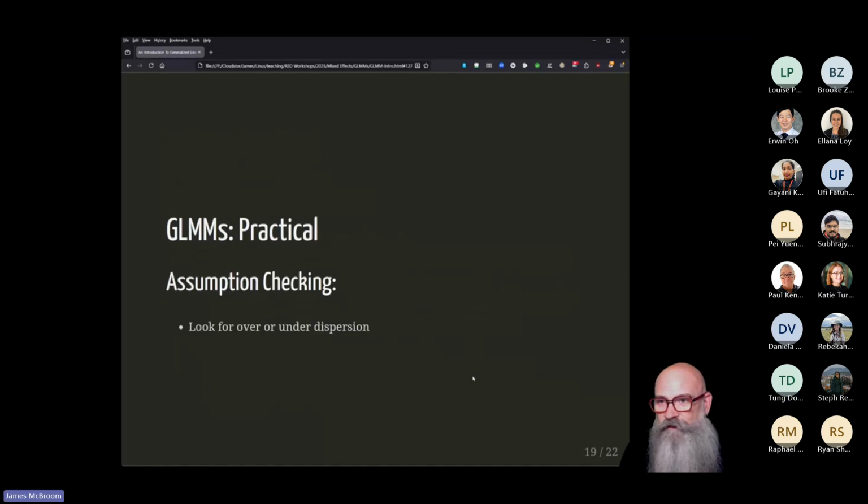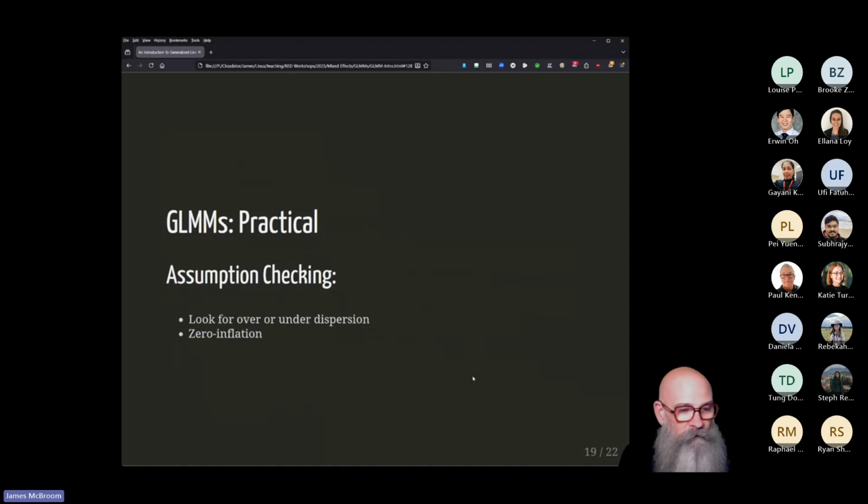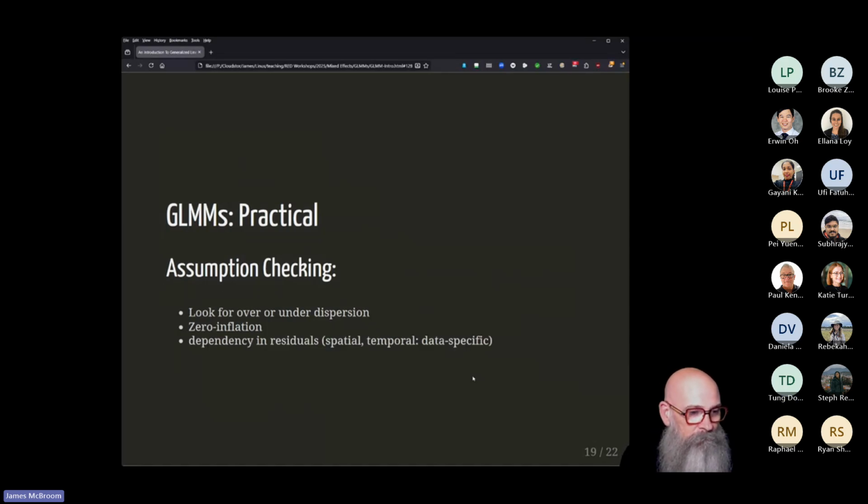All right, assumption checking. We're actually going pretty good. Look at me go. Look for over or under dispersion. Look for zero inflation if you suspect it, if it's pertinent in your particular application. Look for dependency in the residuals, spatial or temporal, or both. That's always data specific and how your data has been collected.